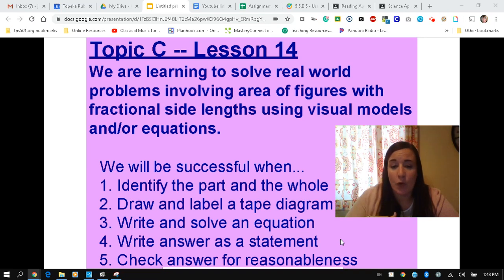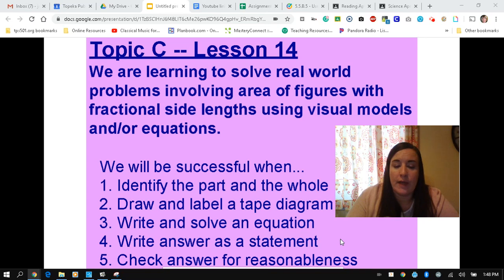Now, in my class, we have a whole list of things that we do every time we come across a word problem. The first one is to identify the parts and the whole in the word problem. Once you read it, that's our first step that we always do. And then we always go straight into drawing a tape diagram. This one is not necessarily tape diagrams because we're using the visual models for area, and in a lot of the problems, they've drawn a picture for you.